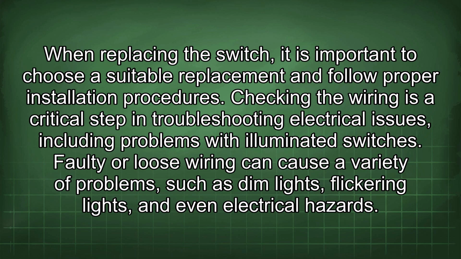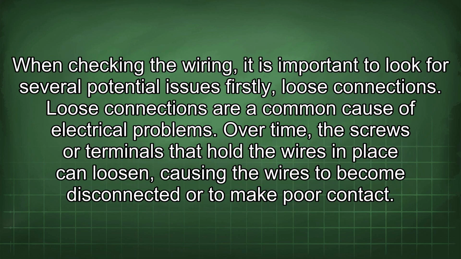Checking the wiring is a critical step in troubleshooting electrical issues, including problems with illuminated switches. Faulty or loose wiring can cause a variety of problems, such as dim lights, flickering lights, and even electrical hazards. When checking the wiring, it is important to look for several potential issues. Firstly, loose connections. Loose connections are a common cause of electrical problems. Over time, the screws or terminals that hold the wires in place can loosen, causing the wires to become disconnected or to make poor contact.